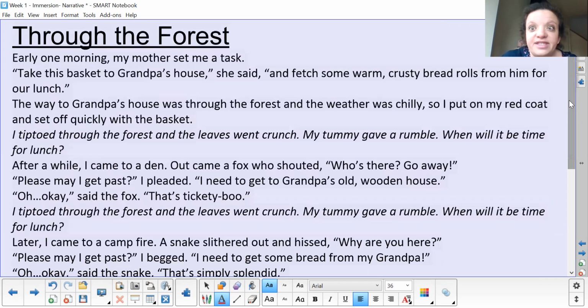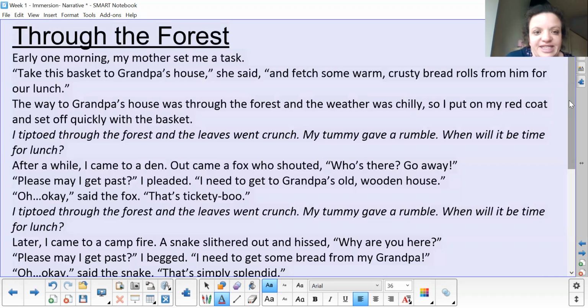Early one morning, my mother set me a task. "Take this basket to Grandpa's house," she said, "and fetch some warm, crusty bread rolls from him for our lunch." The way to Grandpa's house was through the forest and the weather was chilly. So I put on my red coat and set off quickly with the basket. I tiptoed through the forest and the leaves went crunch. My tummy gave a rumble. When will it be time for lunch?